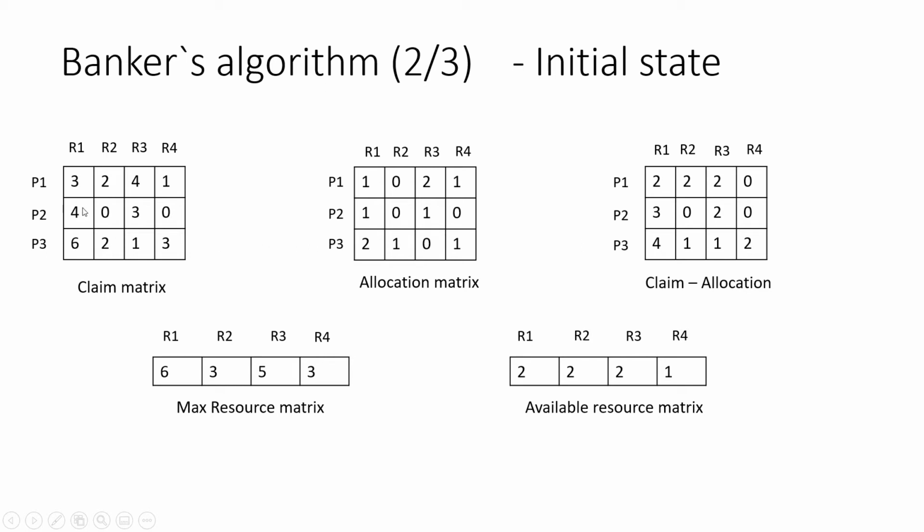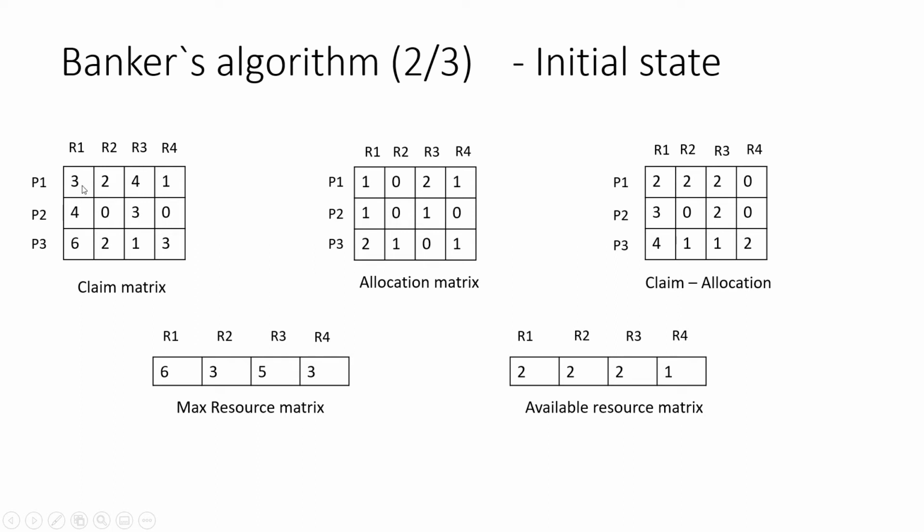So here's a diagram of Banker's algorithm matrices. This is our claim matrix. Here we have processes and here we have resources, and each process requires a specific amount of each resource to complete. And then here we have the allocation matrix, which shows initially how many resources each process is holding. And then we have this array, which is simply the claim minus the allocation matrix.